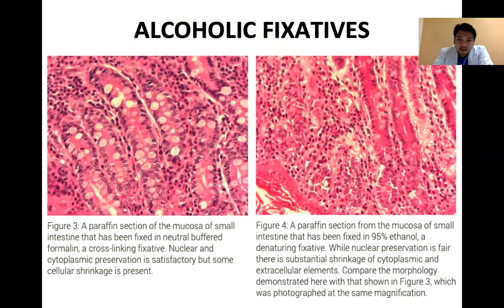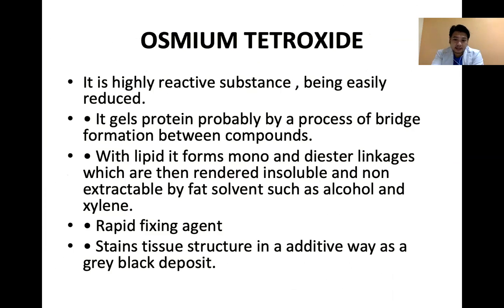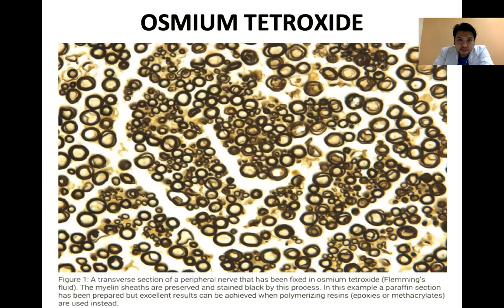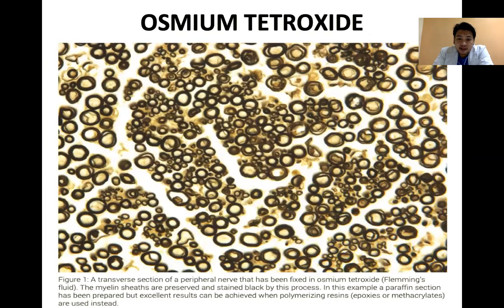Alcoholic fixatives. This is the appearance of stained tissues using alcoholic fixatives, and the types of alcohols. Chromate fixatives: today we also do not use chromate since it is a hazard to the environment and it is difficult to dispose of. Osmium tetroxide is a highly reactive substance, easily reduced, with rapid fixing. This is the appearance of osmium tetroxide.